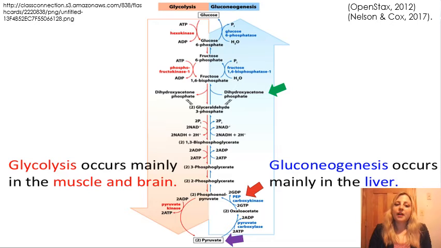With glycolysis on the left occurring mainly in the muscles and brain, and gluconeogenesis on the right occurring mainly in the liver, this illustration brings together both cycles. As you can see, this illustration shows many of the overlapping transitions of these two cycles.